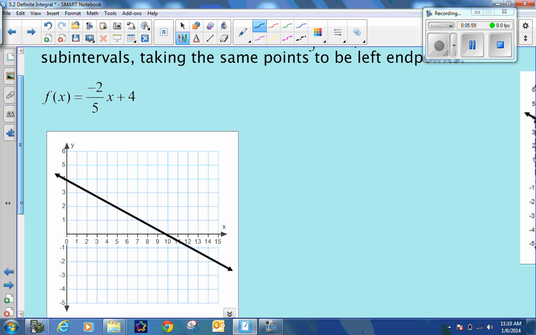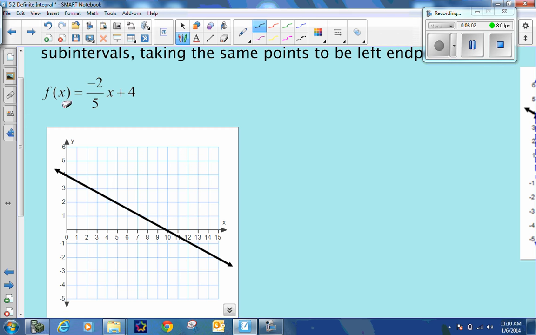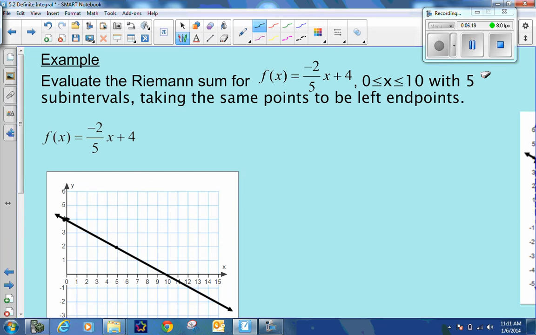So what I've done here already is I've graphed this linear equation. Remember, here's your intercept. We went down 2 over 5. We're over here at 5. We went down 2 and over 5 again. We're supposed to be at 10. Okay, so if we want 5 intervals, right?